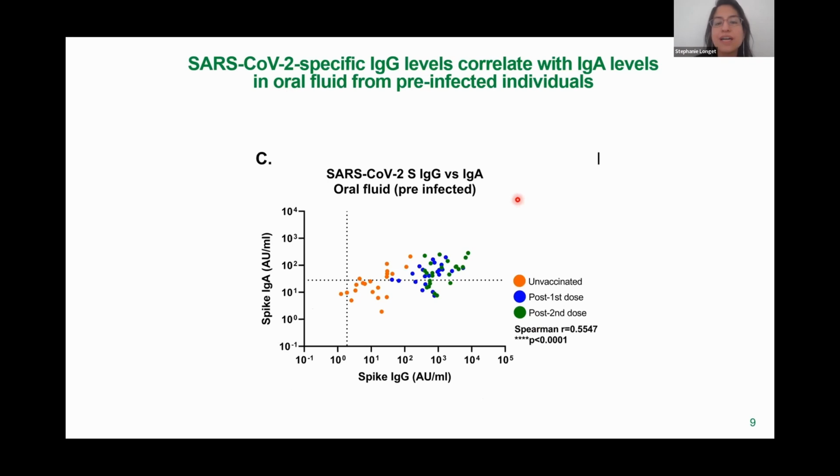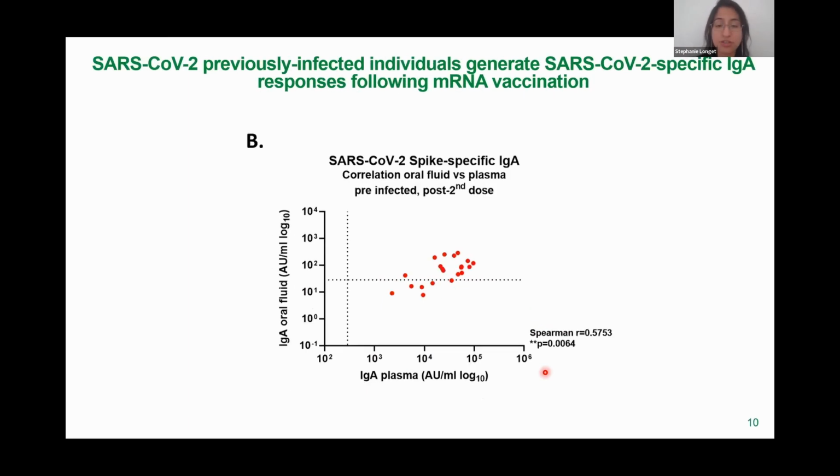We also determine a moderate correlation between spike-specific IgA and IgG responses in oral fluid from pre-infected individuals. And we determine a moderate but significant correlation between IgA responses in oral fluid and plasma from pre-infected individuals following 2 doses. And actually, both results here suggest that some IgA may come from the blood, similarly to IgG.